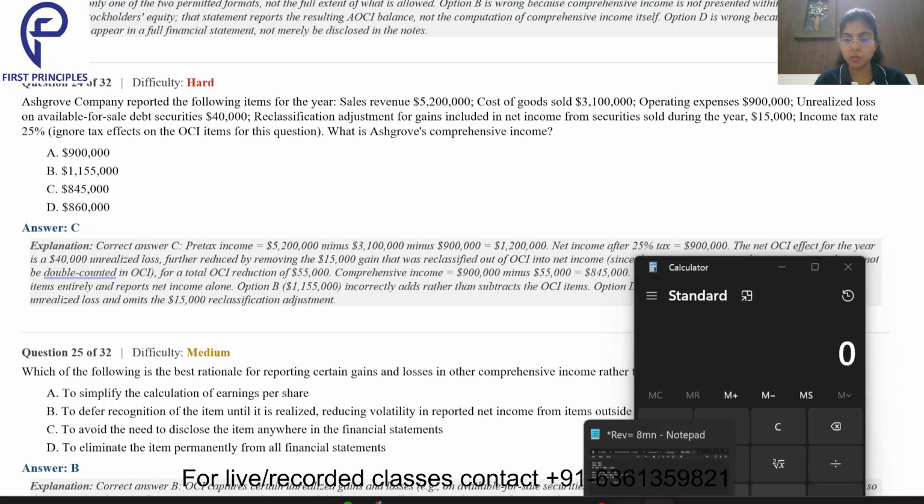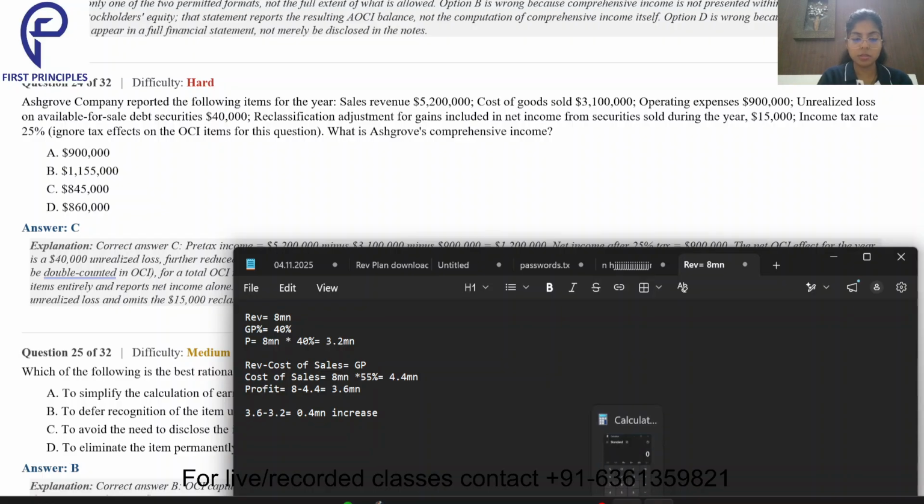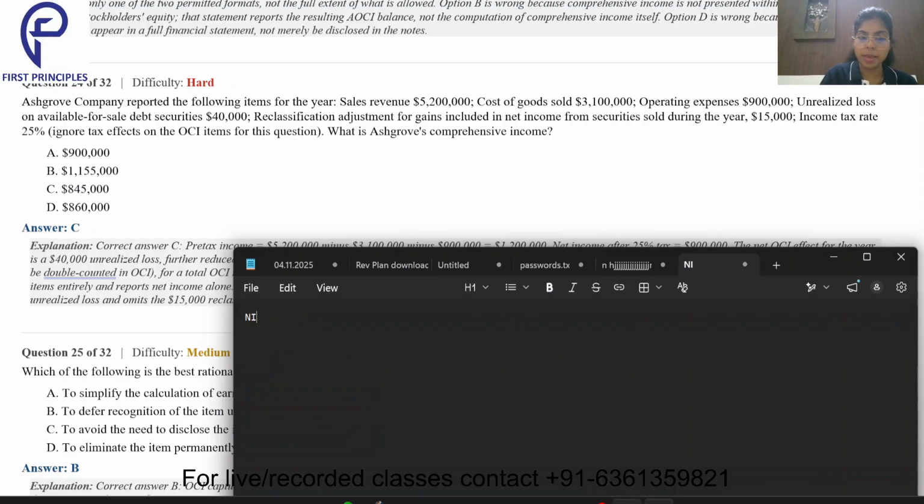I'll just make a note over here. So my net income is coming to be, right, this is my net income. Now the question is asking about my comprehensive income, and comprehensive income is what? Net income plus OCI, right?